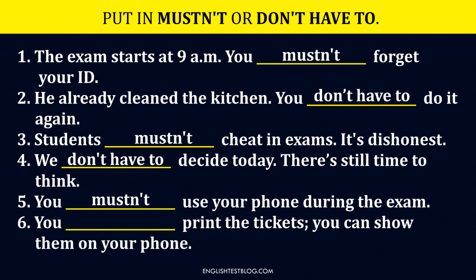Sentence 6. You don't have to print the tickets. Don't have to is used because printing the tickets is not necessary. Since you can show them on your phone, the action is optional. Don't have to indicates there's no obligation to print them.